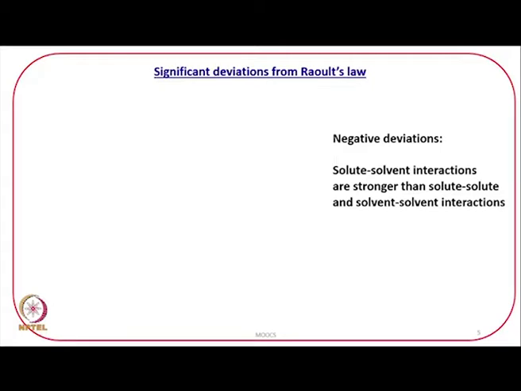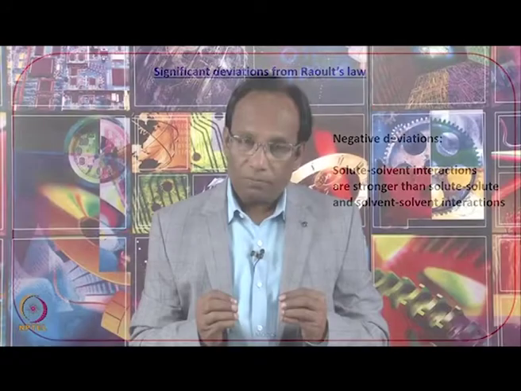Now, here the situation is reversed. Here, if the solute-solvent interactions are stronger than solute-solute or solvent-solvent interactions, in that case there will be negative deviation. Now, what I said is, if the solute-solute interactions are stronger, solvent-solvent interactions are stronger than solute-solvent. That was the earlier case.